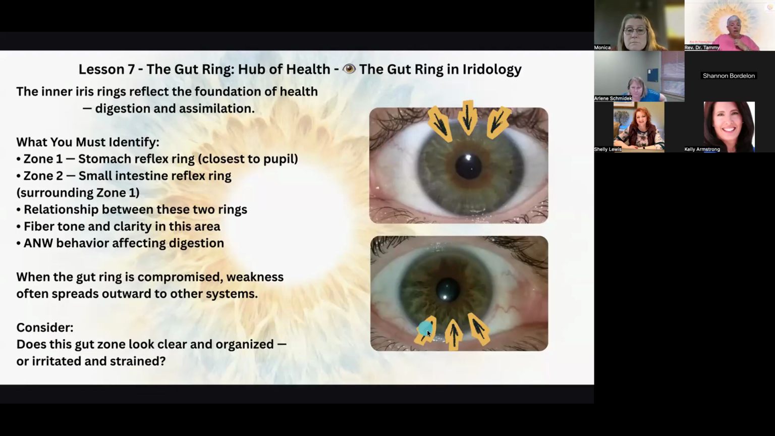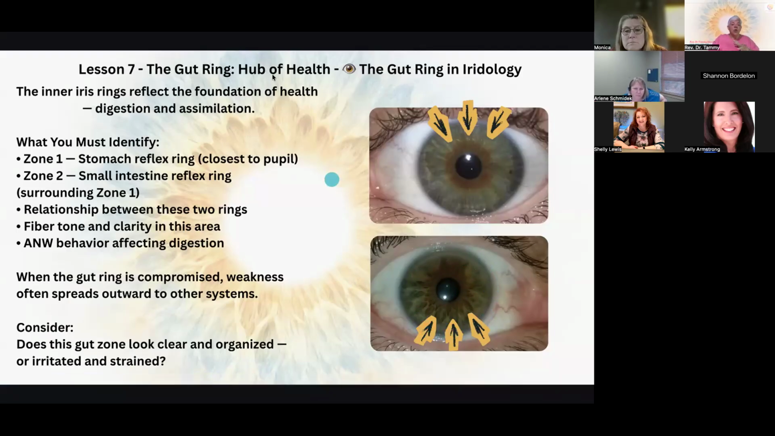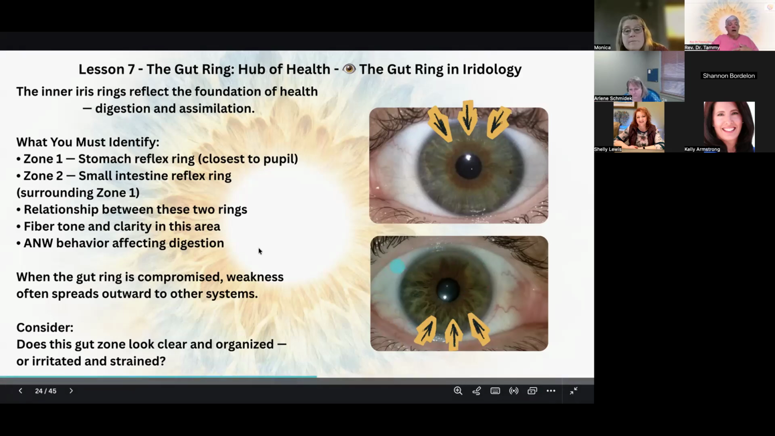So when you're looking at that, you want to see which zones the gut is starting to affect, because the gut is kind of our sewage system outside of the lymphatic system. What's going in has got to come out. If it's not coming out, it's getting stored and pushed into different organ systems. That's what's happening in this bottom eye. This is a very toxic eye.